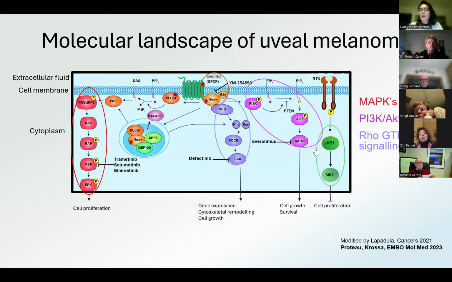Recently, there has been another pathway that has emerged, has been highlighted. It's the LKB1-SIK2 pathway, which is involved in the cell proliferation. And like I said, a wonderful research work from the lab that I was in have shown the implication, with really amazing experiments, of LKB1-SIK2 in the metastatic uveal melanoma cell proliferation.